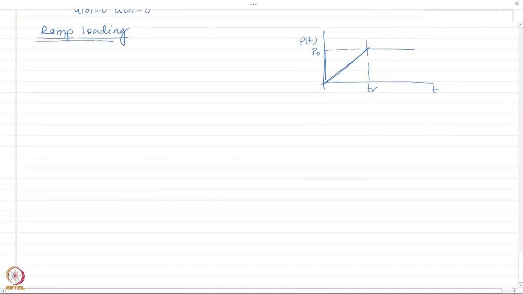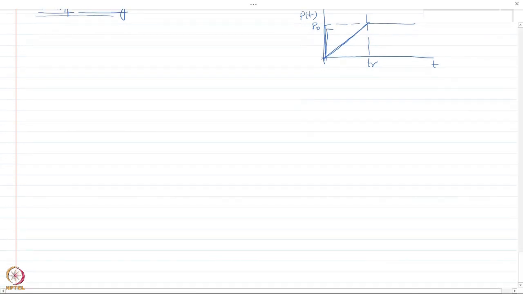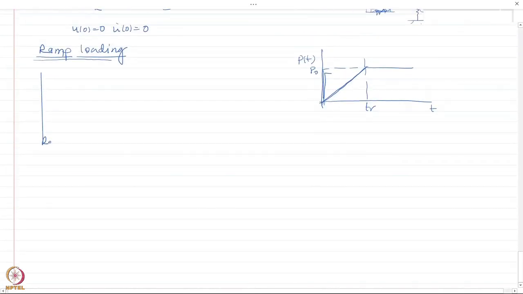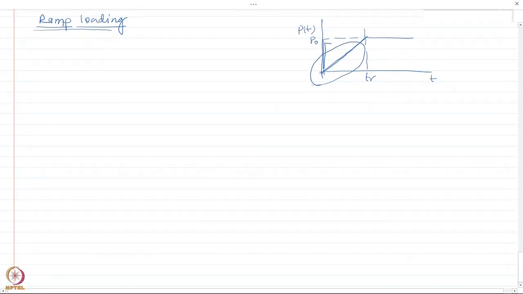So in this case, we are applying something like this, and depending upon the value of TR, we will see later that our solution differs. If TR is very small, then it is almost like a step force. If TR is very large, then it is like a constantly linearly increasing function. Now for this, let us first find out the response to a linearly increasing force. What I want to find out is, when the loading is still in this zone right here, how does the response look? We will call this the response while it is still within the linearly increasing force.